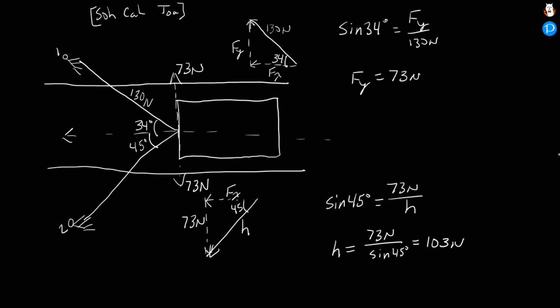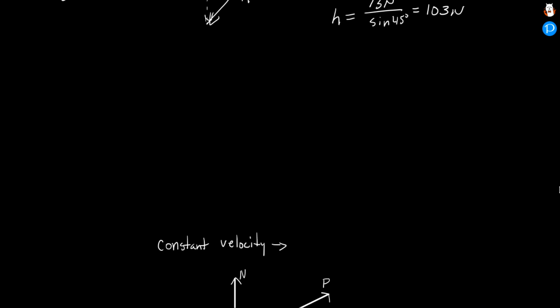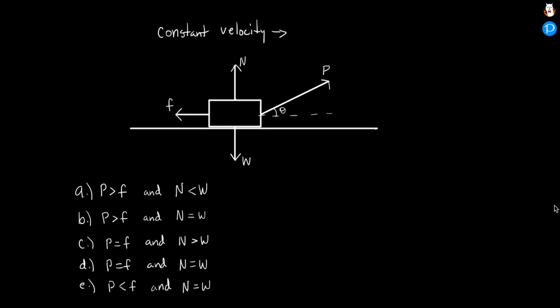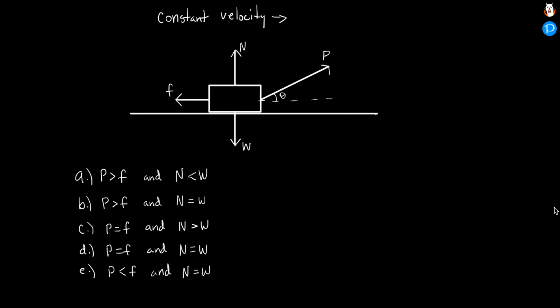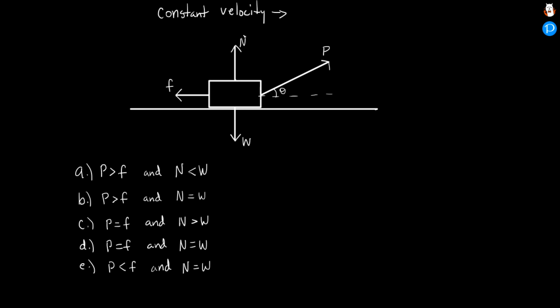The next example in your notes gives us this multiple choice question. It says we've got this box that we are pulling at a constant velocity, and we're pulling on this box at some angle. Here they label this force with a P. And then we've got the normal force, the force of friction, and the weight of the box, which would just be mass times gravity.